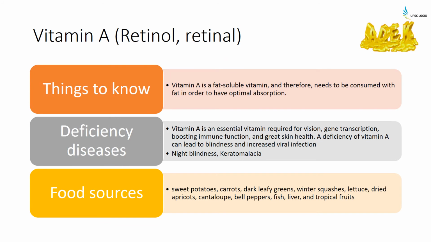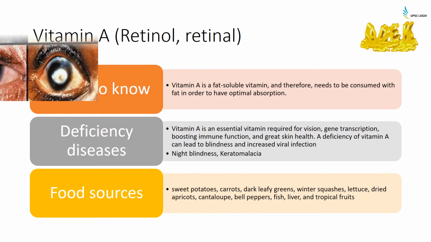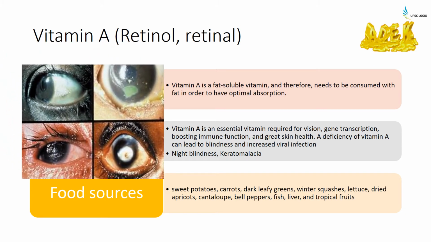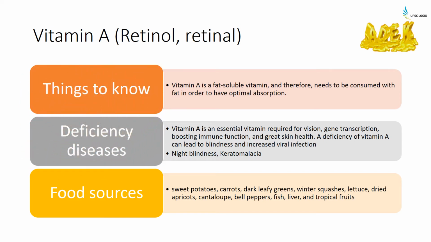Then there are certain things to know about vitamin A. These are that vitamin A is a fat soluble vitamin and therefore needs to be consumed with fat in order for optimal absorption. And it is an essential vitamin required for vision, gene transcription, boosting immune function, and great skin health. A deficiency of vitamin A can lead to night blindness and increased viral infection. So this is what a picture of a person with a deficiency of vitamin A looks like, and the diseases which are caused are night blindness and keratomalacia.